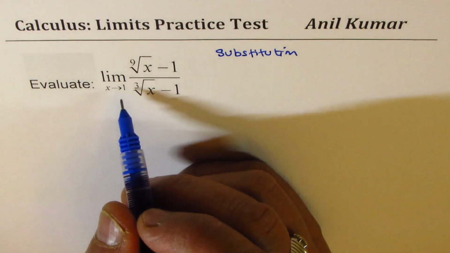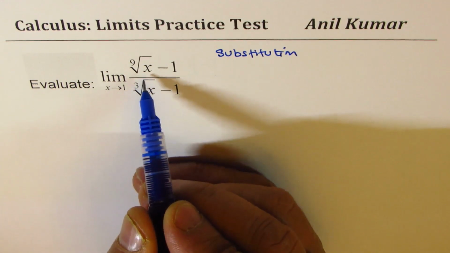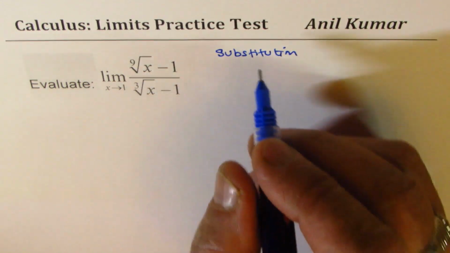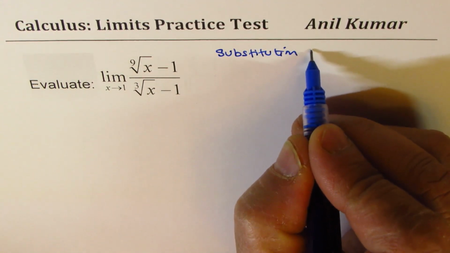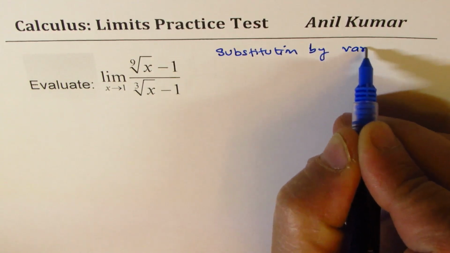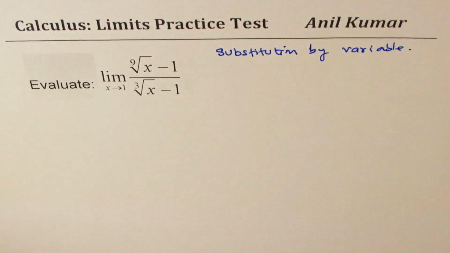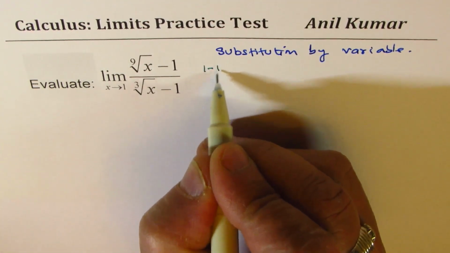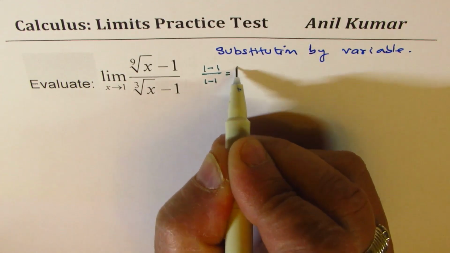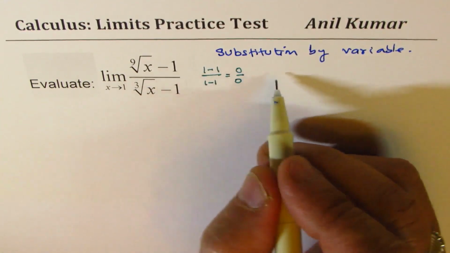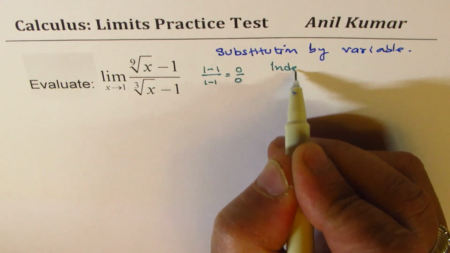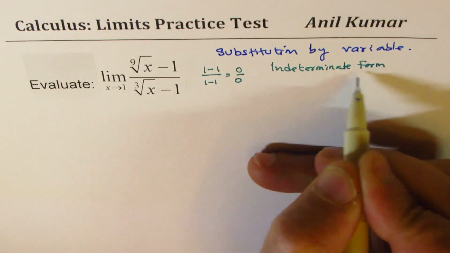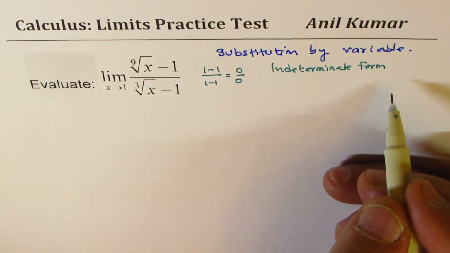Now what you notice here is that if I substitute 1 for x, now substitution doesn't mean substituting 1 for x, we'll do substitution by variable. But what I'm saying here is that if I write 1 here, then I get 1 minus 1 over 1 minus 1, so it is 0 over 0. That means indeterminate form, correct? So in such cases, we have different methods.